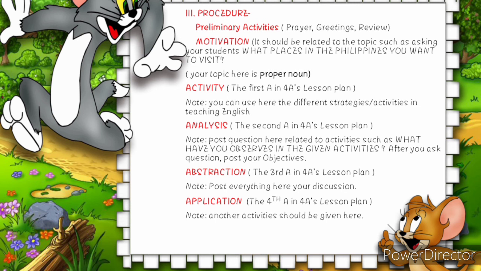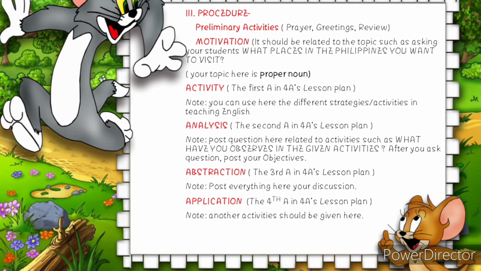Then the teacher follows up, what do you think, or where do you think those words belong in the parts of speech? Possibly the children can answer since they already have a little knowledge: ma'am, noun, right? So you let your students discover the topic. That's the good thing about the 4A's lesson plan. It's more on discovery learning.